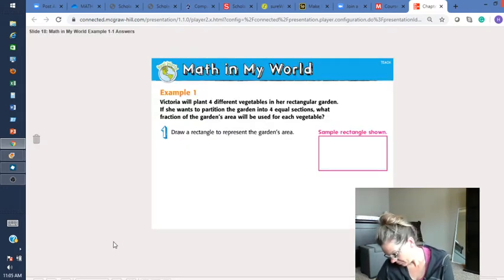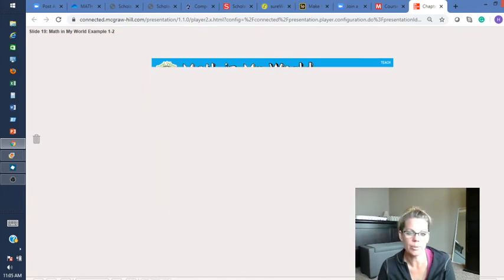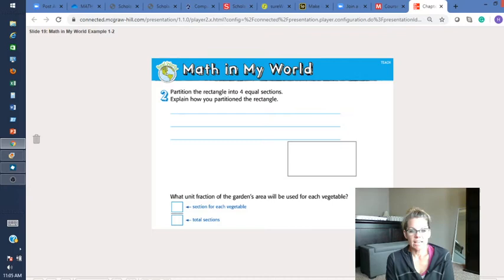Oh, we already did that one. Okay, that's just the example. All right, if you partition the rectangle into 4 equal sections, we already did that. We explained we drew 3 lines to break it into 4 pieces. And what unit fraction? We already put it down here, it is going to be 1/4. So you guys can fill in the rest of that page.